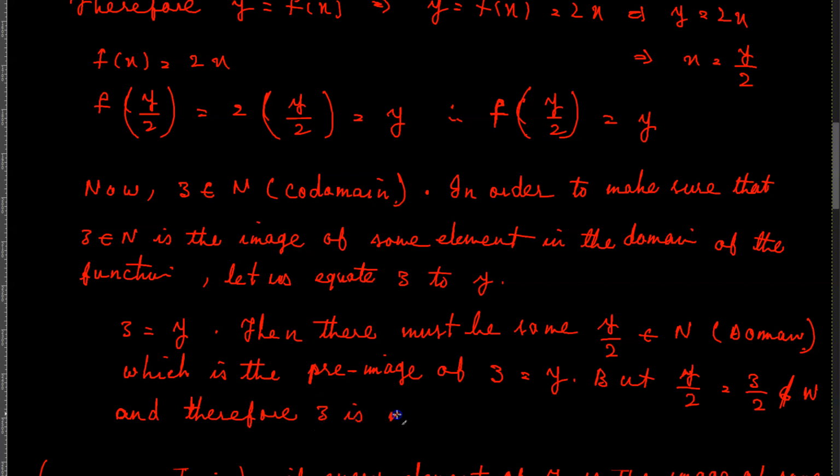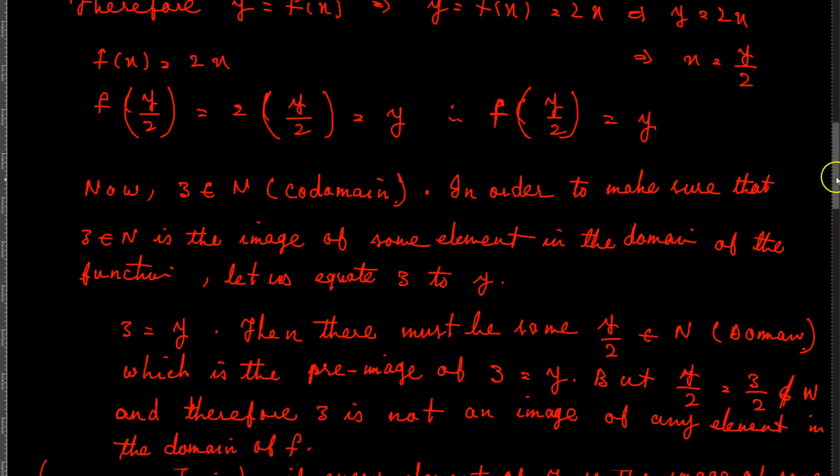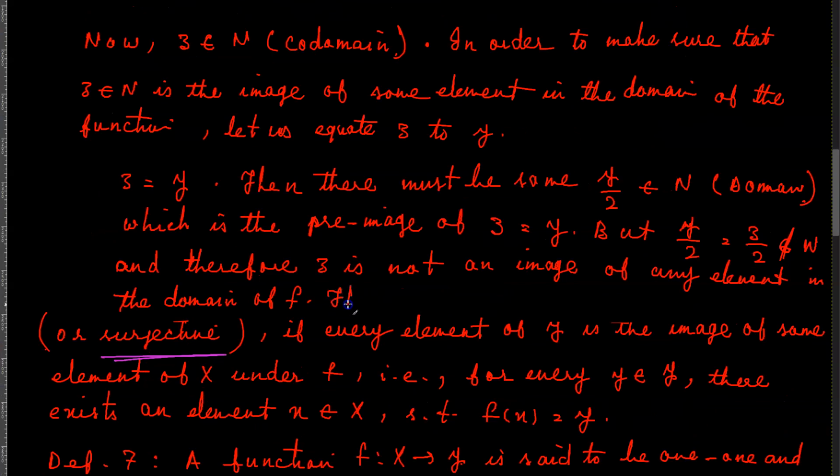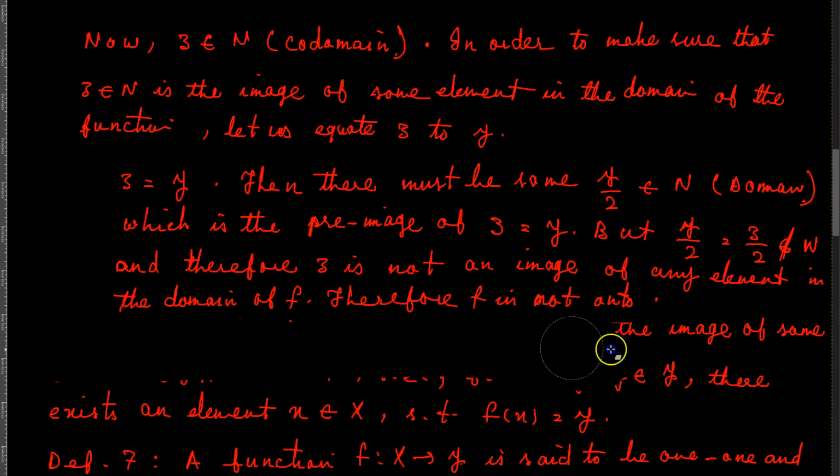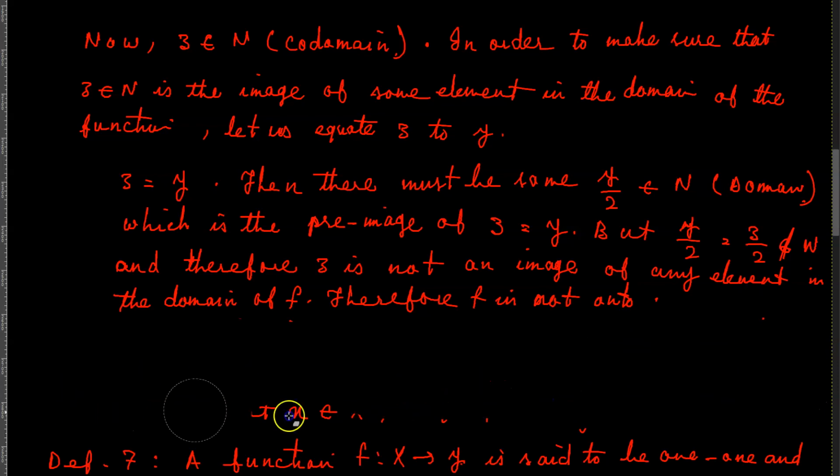3 is not an image of any element in the domain of the function, in the domain of f, and therefore f is not onto, or it's not surjective. So that's basically all the different ways that you can talk about this.